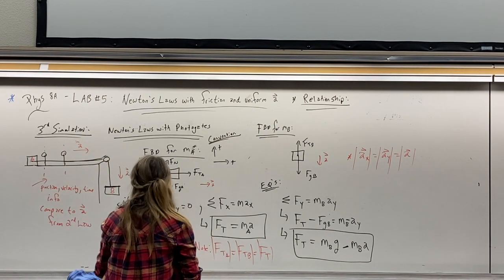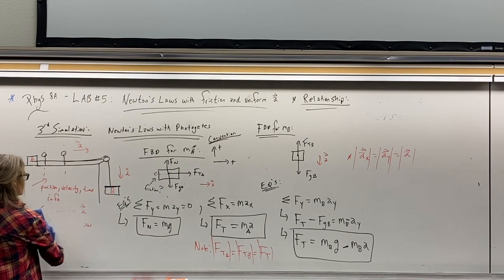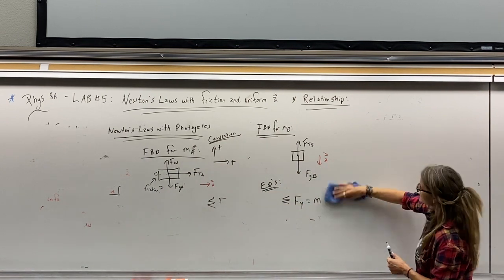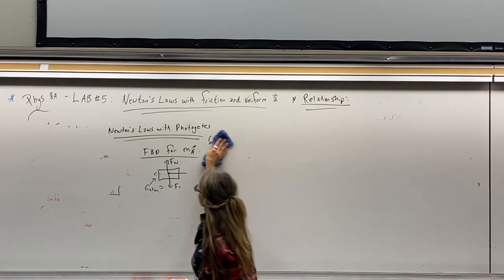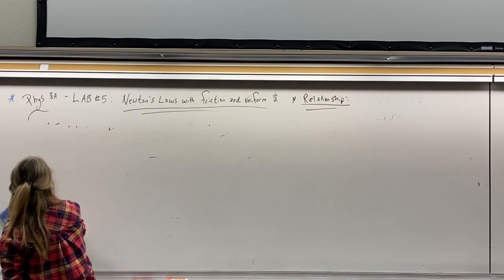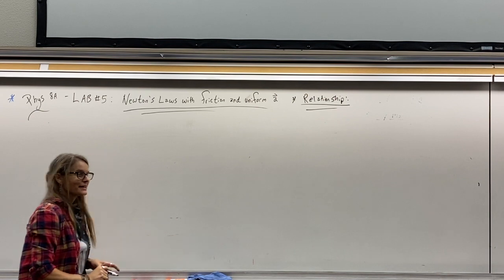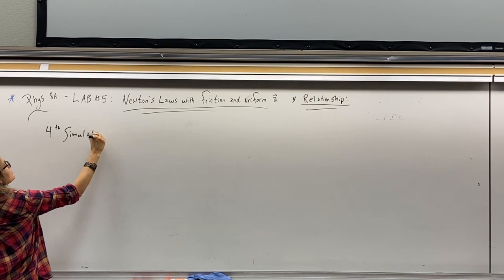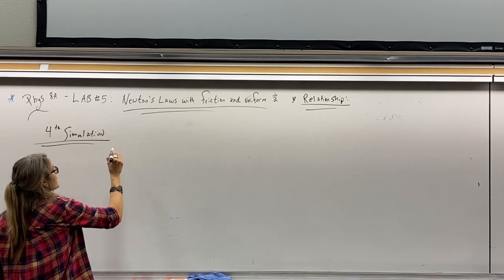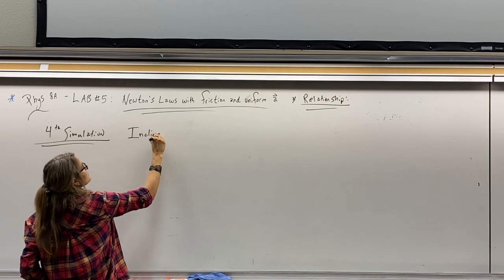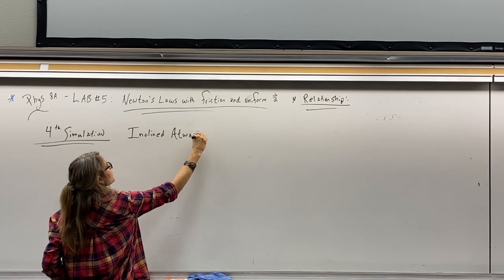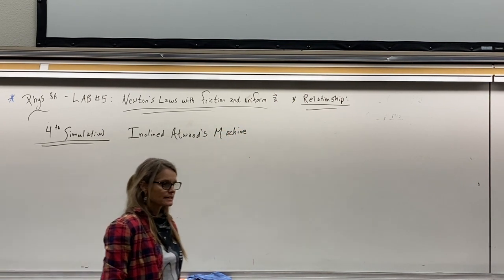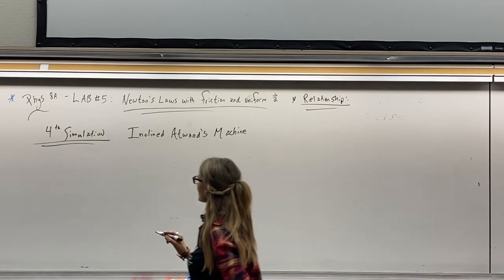Now the next simulation is a little twist on Atwood's machine. This fourth simulation is an inclined Atwood's machine, which makes it a little interesting. It's basically what we just did, but now let's add some angles into the mix, right? So this fourth simulation is an inclined Atwood's machine. And the idea is, okay, what's going to happen when we start adding an angle into the mix?